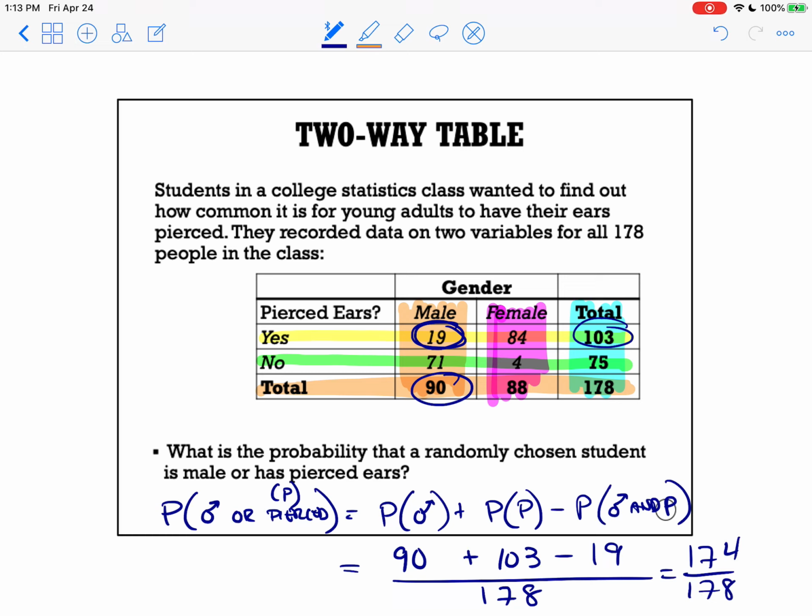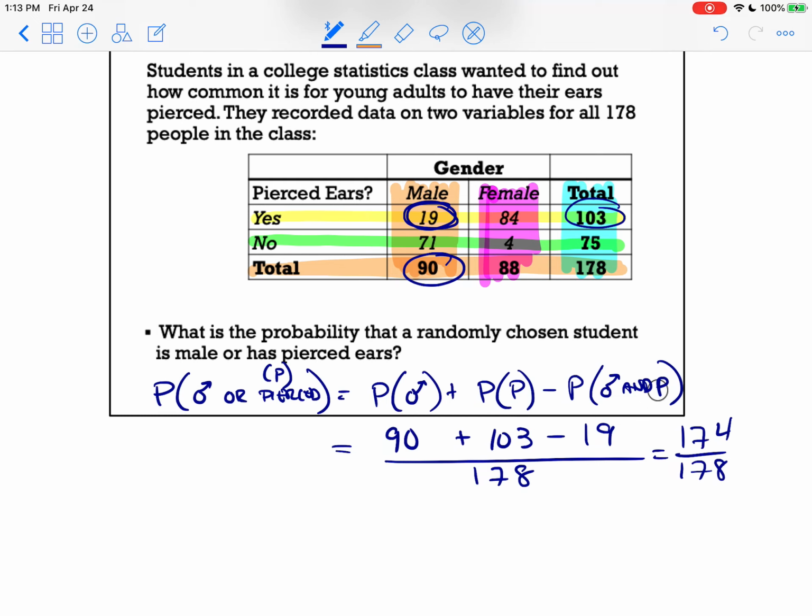And that's a pretty high percentage. So there is a 0.978 proportion here that I'm going to pick someone who is male or has their ears pierced, which is 97.8%.